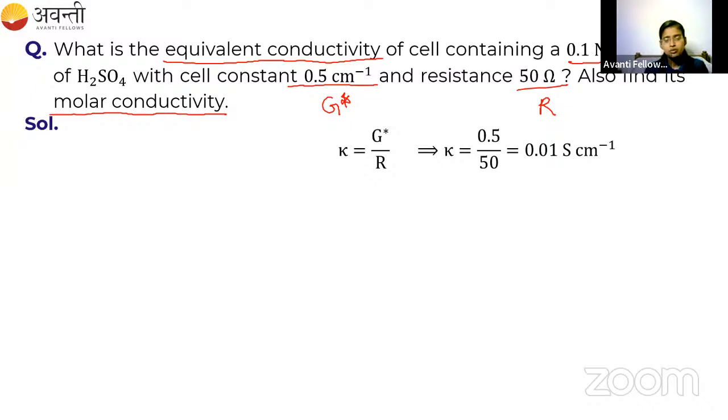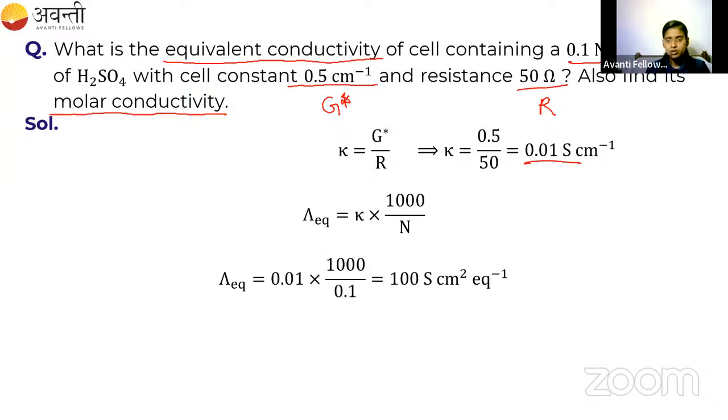Now what can we do? We can take this kappa value and substitute it in the equivalent conductivity formula and the molar conductivity formula. Can you find out the equivalent conductivity first of all? The formula for equivalent conductivity is kappa into 1000 divided by N. We have the kappa value and the N value, everything is in hand now. Kappa is 0.01, into 1000, divided by the normality, 0.1 normal. Do the calculation, and you will get 100 as the answer: 100 Siemens centimeter square per equivalent, the equivalent conductivity.